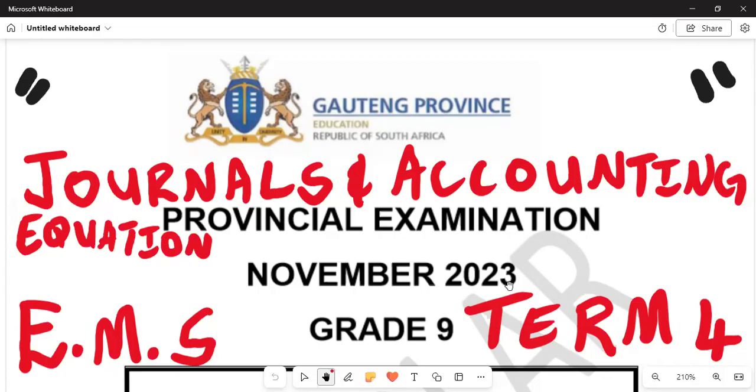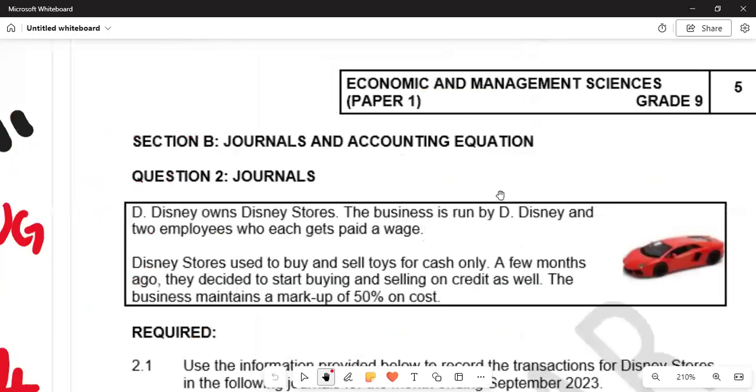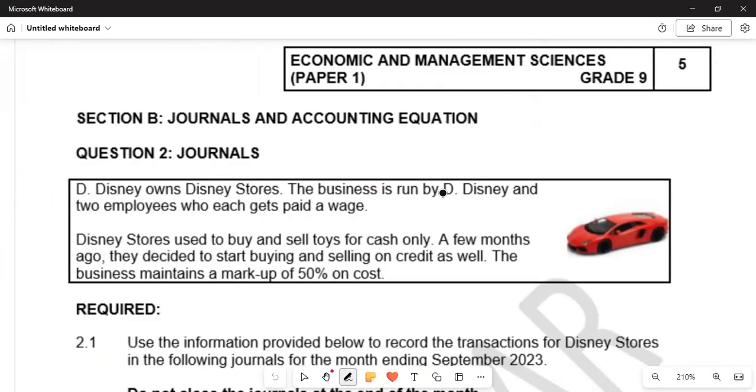Today I'm going to offer you journals and the accounting equation under Economic and Management Sciences, Financial Literacy, Paper 1. So we are going to do Section B of that class, journals and the accounting equation. It's one of the interesting chapters and one of the short chapters where we can grab those marks. Let's start right now.